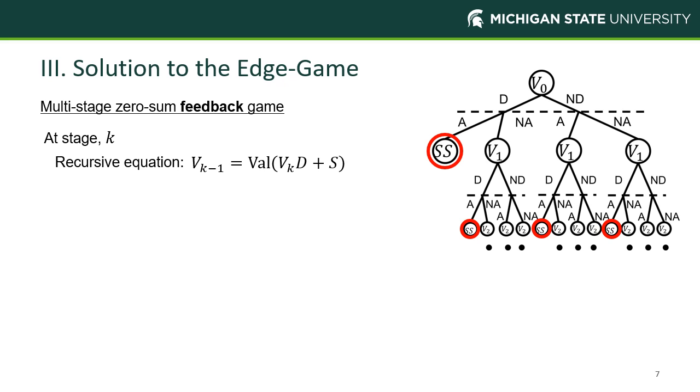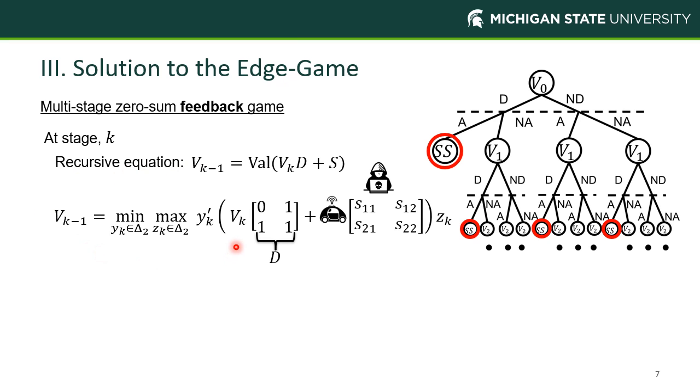At any stage k, the expected value is defined through this recursive equation. The term D is the decision matrix as a result of the game structure. From the game tree, you will observe that the value of the next stage is propagated back to the previous stage only along a set of nodes because of the stopping state. Now S is the stage cost matrix, which we saw earlier, between the defender and attacker.